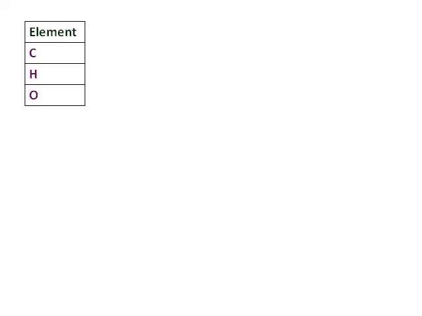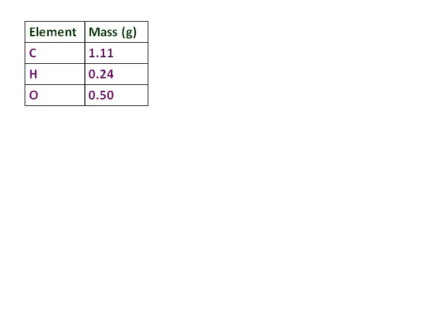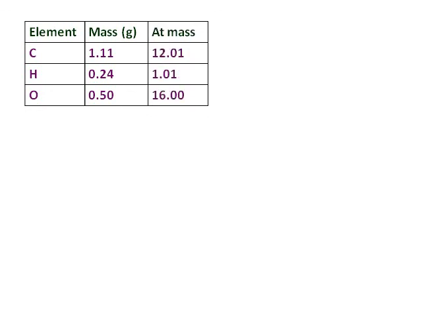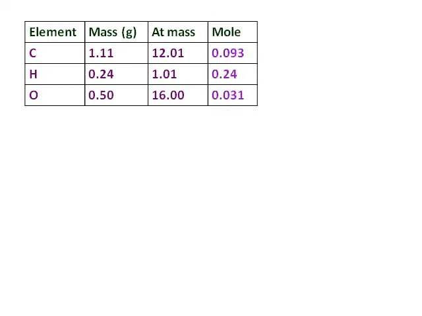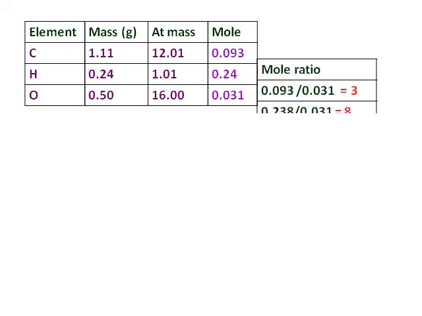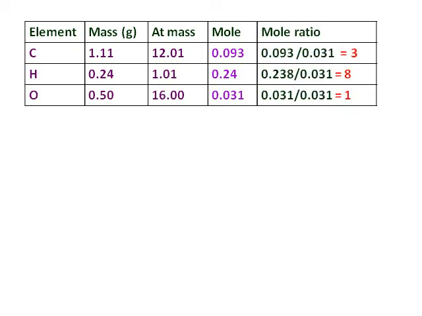So we already have the values of the elements. The elements we have are carbon, hydrogen and oxygen. From the previous page, put in the masses there. And the next step is, as you all know, put in the atomic mass. Once we have the atomic mass, calculate the moles by dividing the mass by the atomic mass. And then get the mole ratio by dividing by the least number of moles, that is 0.031.